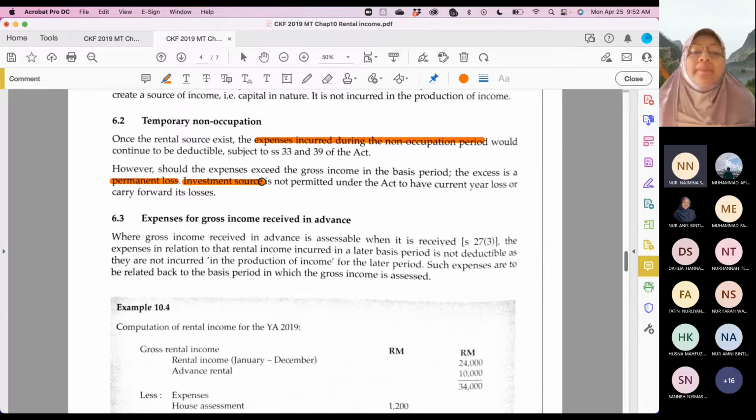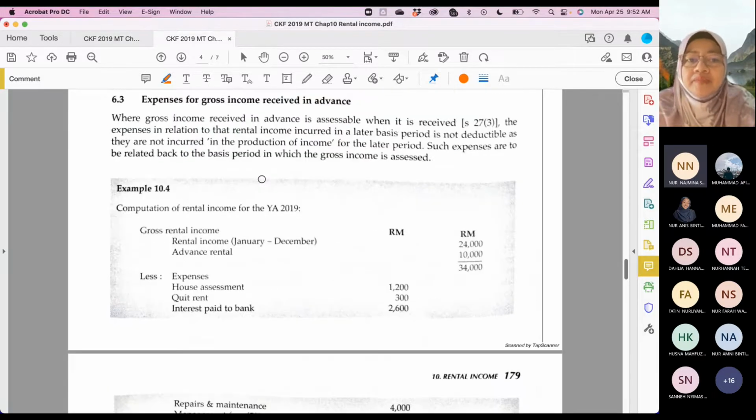So what happens is that if there's a temporary non-occupation, you don't receive any income during that period, but you still have to pay for the maintenance, you still have to pay for the caretaker. So all these expenses are still deductible. You can claim those expenses even though you do not generate any income, provided that the non-occupation is temporary.